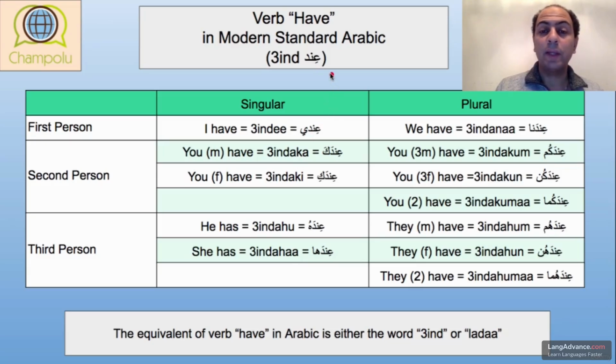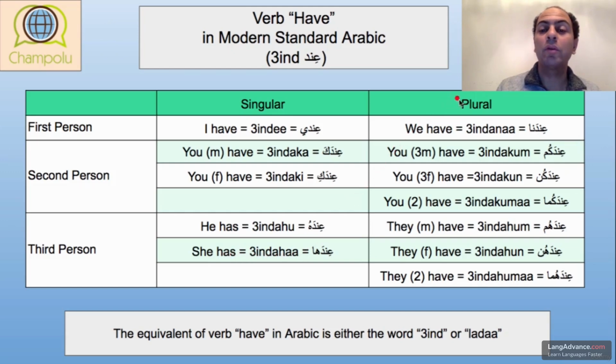For the first word عند, we find that it has some conjugation, but it's not a verb conjugation. Yet it has the same idea of having different forms in first person, second person, third person, and in singular and plural. For first person, we say I have, عندي. You have for male singular, عندك. You have for female singular, عندك. He has, عنده. She has, عندها.